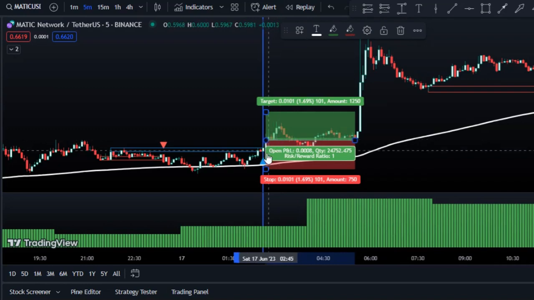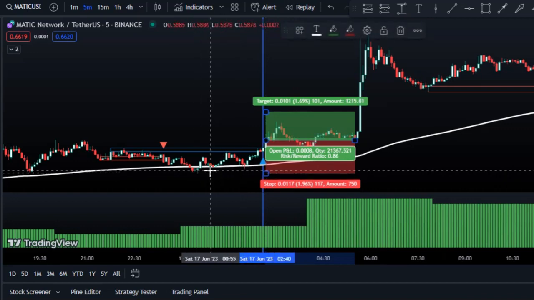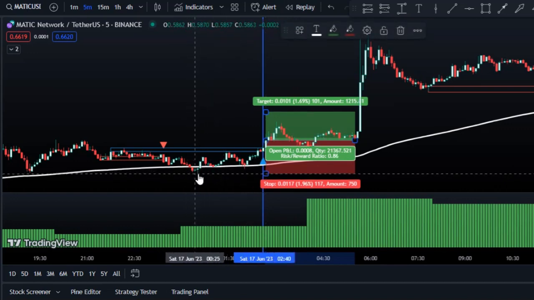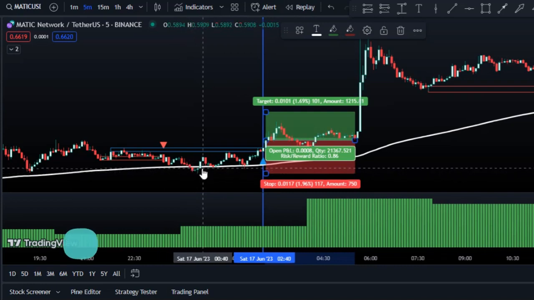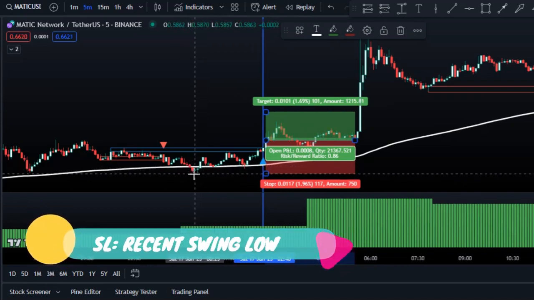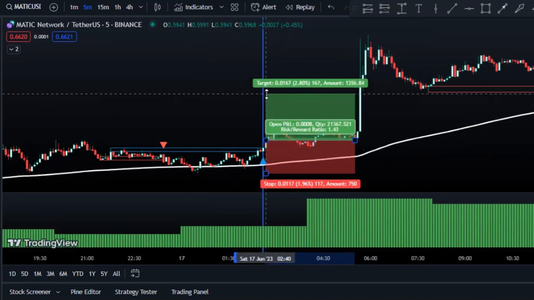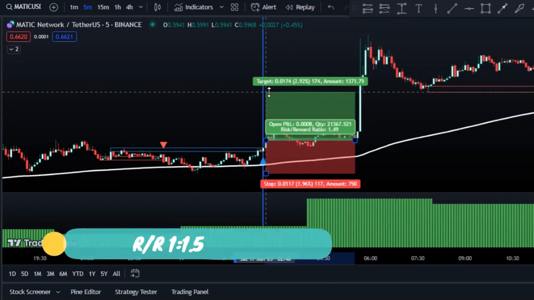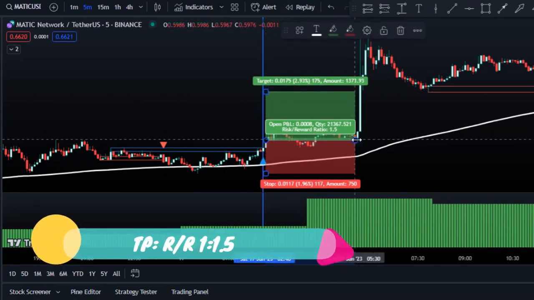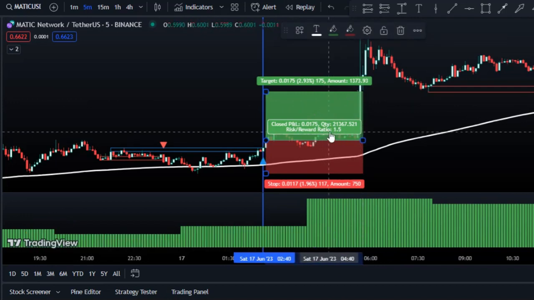But it's important to manage your trade properly by setting a stop loss level. This means you should identify a level where you'll exit the trade if it moves against you. For a long trade, you can use the recent swing low as a reference point for your stop loss level. Additionally, aim for a risk-reward ratio of at least 1 to 1.5, meaning your potential reward should be 1.5 times your risk to ensure a good balance between potential profits and acceptable risk.